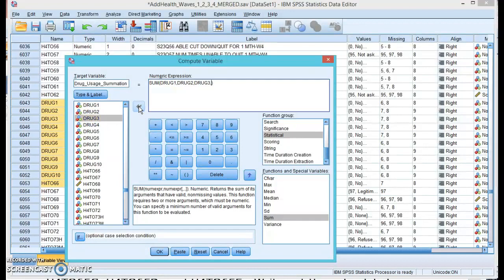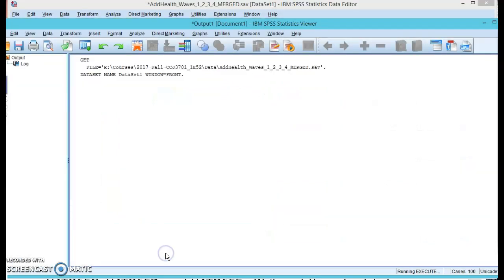Put in the next drug, comma, the next one, comma, until you have all 10 in there. Make sure there are commas between each, because that's telling SPSS to do something. So you have all 10. Okay, and then at the very end, you'll have that closing parenthesis, which says that's the end of that summation. So once you have all of those drugs in there, you can click OK. And it's like, yay, I built your scale. And you're like, where is it? Remember, you have to run a frequency of what you just made.